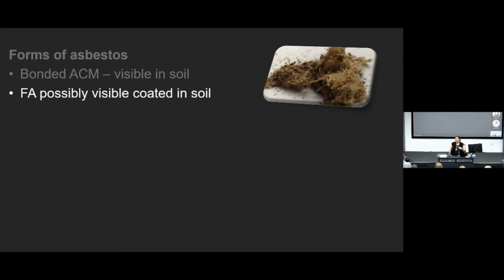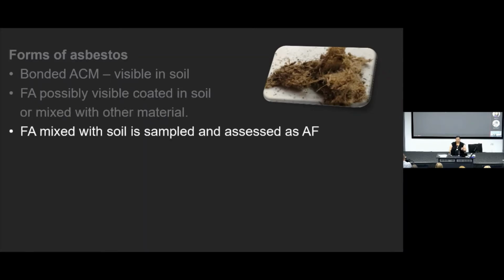Probably coated in soil, it may be difficult to see and mixed with other material. If it's mixed a lot, or in a large amount, you'll probably be able to recognise the material and see that there's fibre asbestos in the soil. You see a large clump of fibre asbestos in the soil and recognise it. If it's a smaller amount of material, or if you're looking at the edges of your delineation of your area of contamination, you won't be able to see it anymore. At that point, you would assess it as AF.